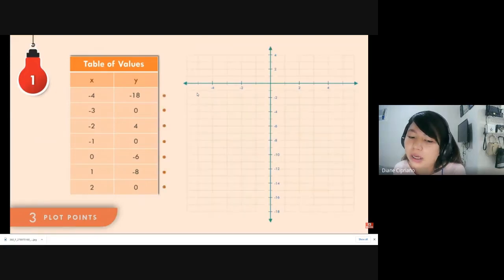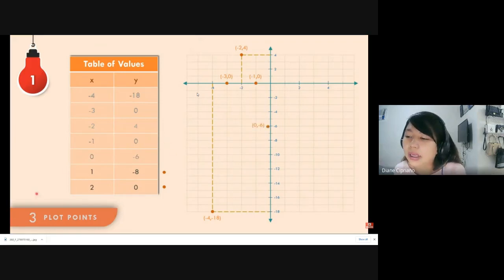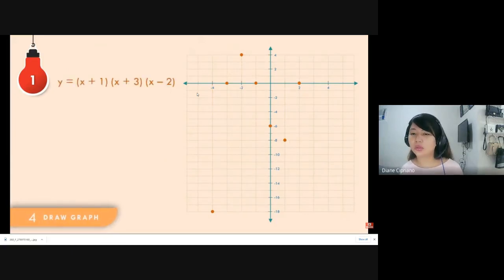So the third step is to plot the points. Yan. So yan yung negative 4 and negative 18, negative 3 and 0, negative 2 and 4. Negative 1 and 0, 0 and negative 6, 1 and 8, and then the 2 and 0. Ayan. So you already plotted the table of values. So next, lastly, is to draw the graph.